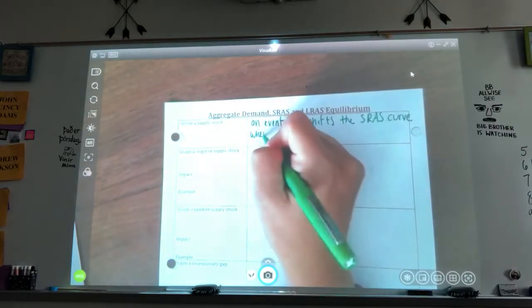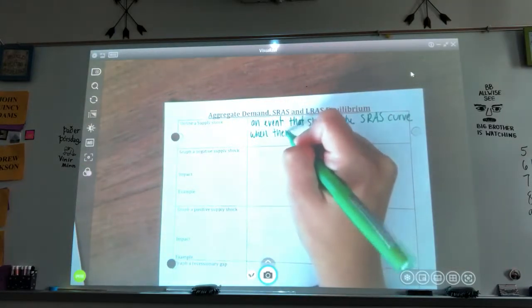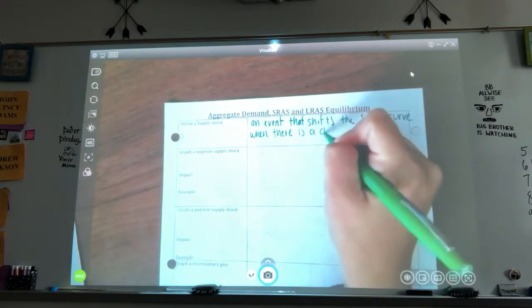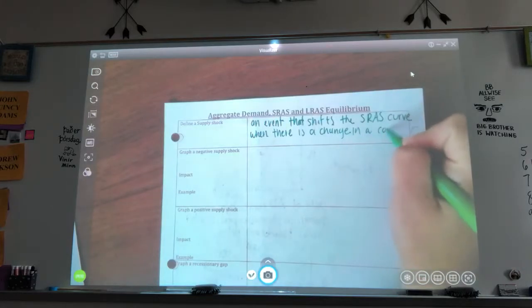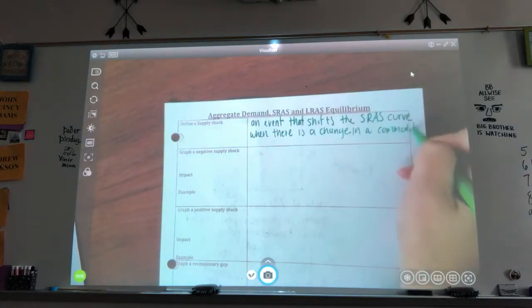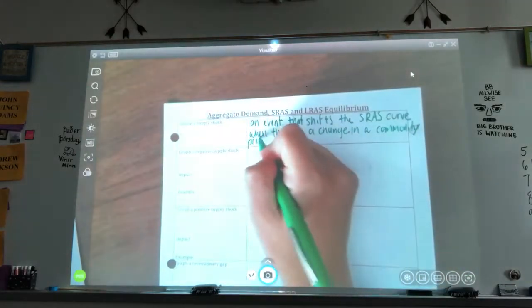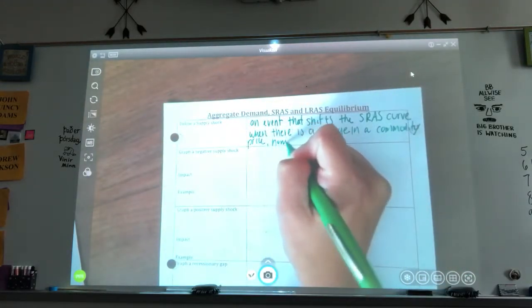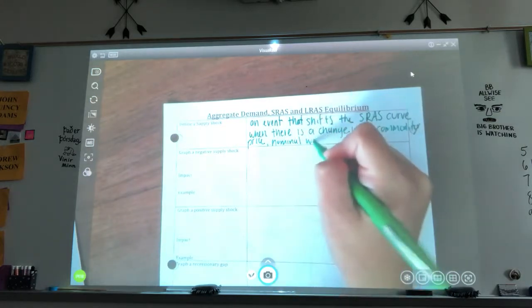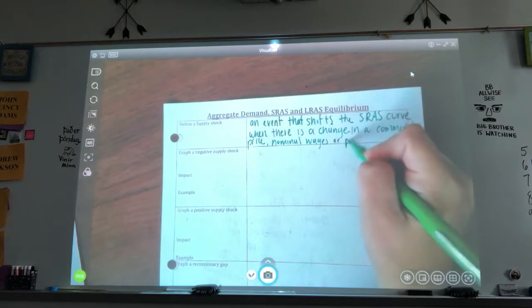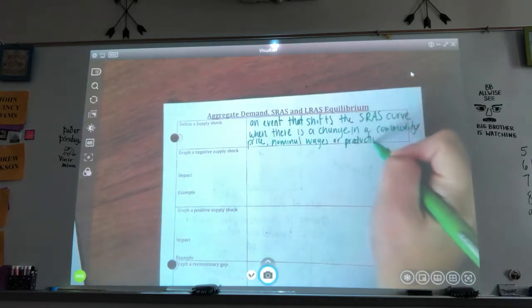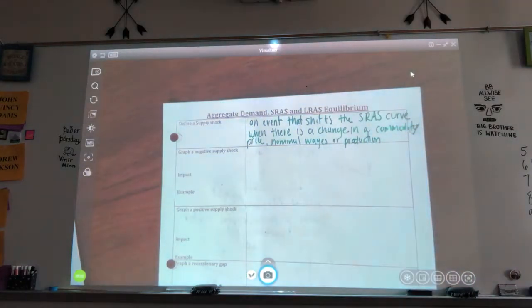When there is a change in a commodity price, nominal wages. Do y'all remember what nominal wages are? Yes, it's what the price is at this moment with inflation, right? Have those nominal wages adjusted? No.